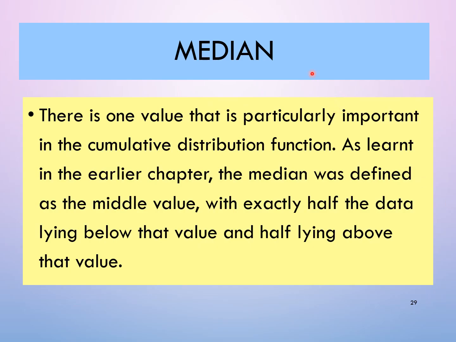Now let's move on to the median. I believe that we have learned the median in the first chapter, which is the data descriptive. Now let's see what it means by median in this discrete random variable. There is one value that is particularly important in the cumulative distribution function. As learned in the earlier chapter, the median was defined as the middle value, with exactly half the data lying below that value and half lying above the value. So the definition is quite similar to the one we learned before.